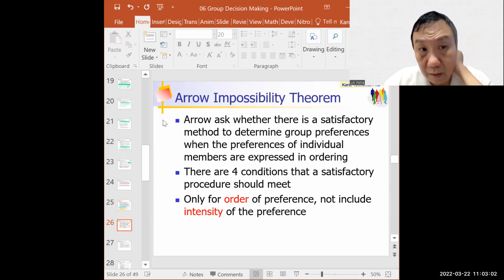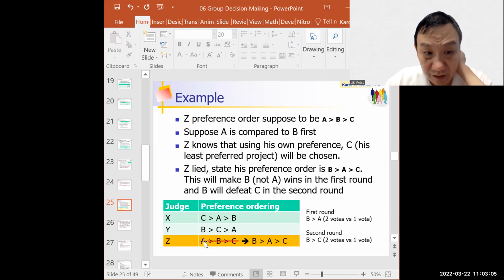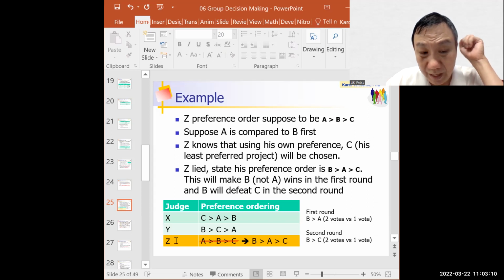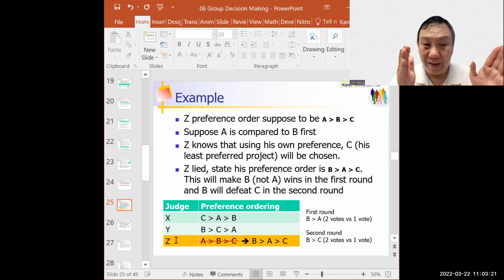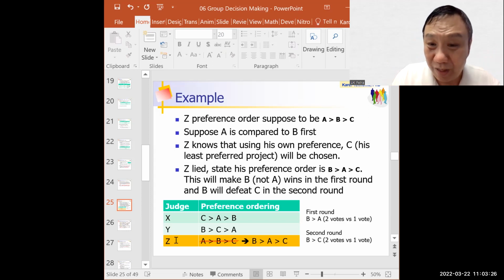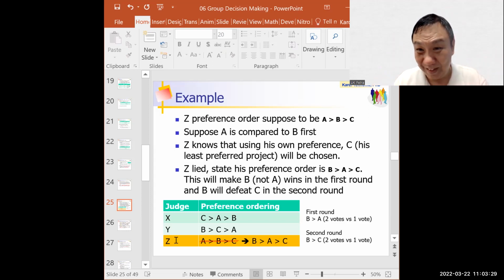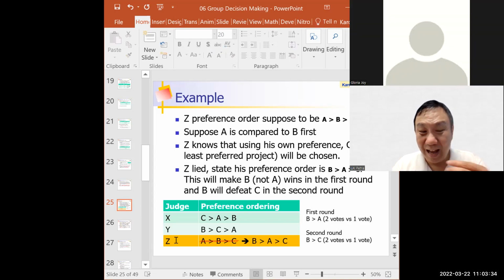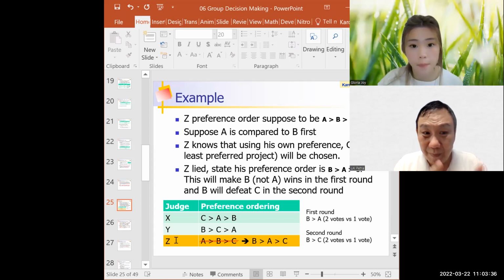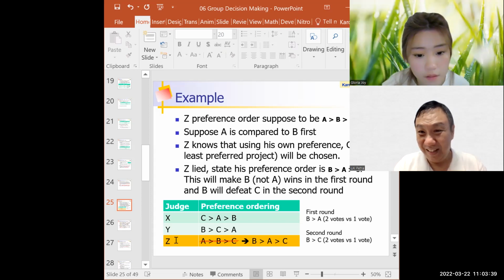But the winner is still B, right? Oh, yeah, the winner in this case is B, correct. But look at the preference of Z: A larger than B larger than C. So he does not like C to win. He likes A or B to win, right? He cannot make A win, but he can make B win by lying about it.